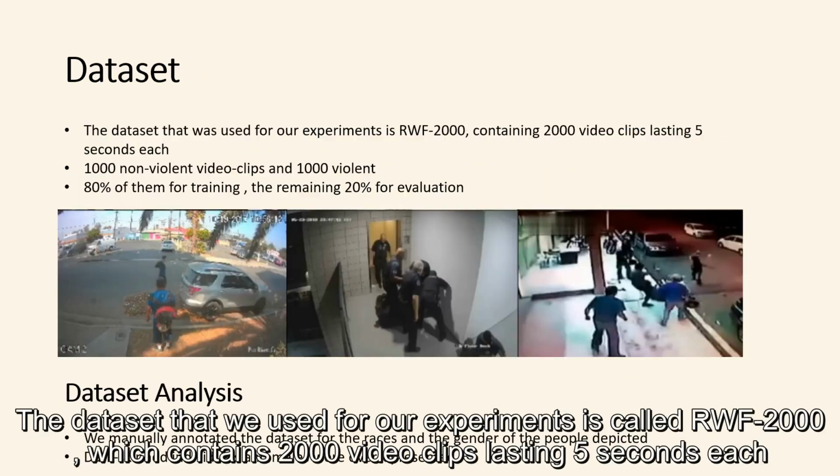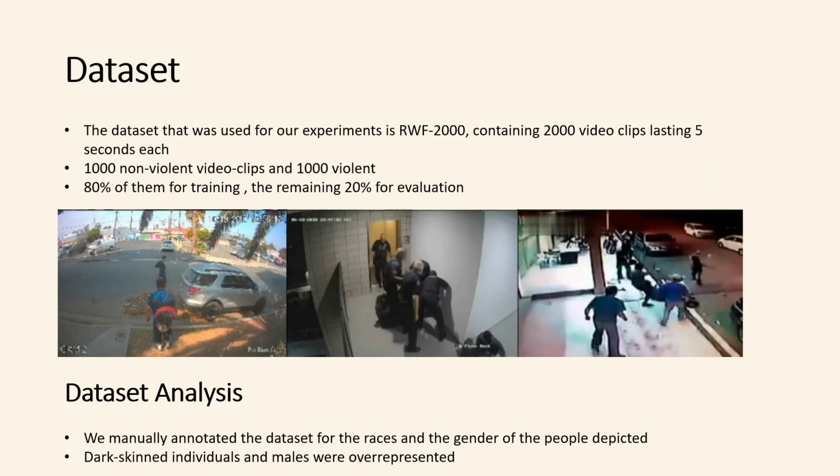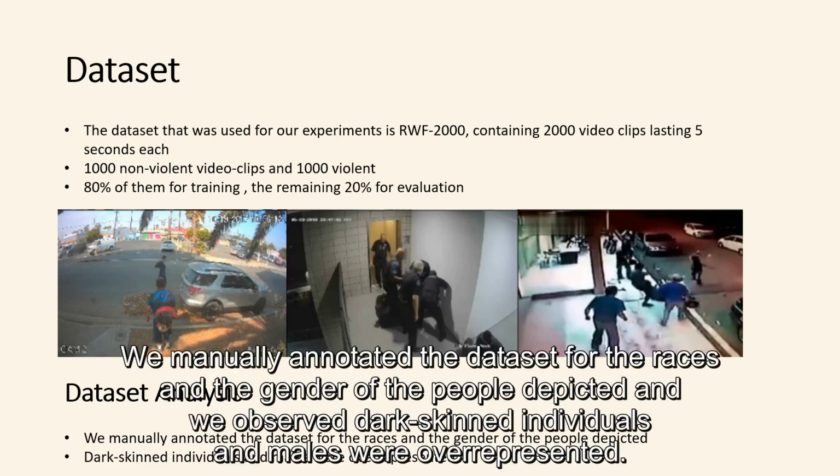The dataset that we use for our experiment is called RWF2000, which contains 2000 video clips lasting 5 seconds each. During our dataset analysis, we manually annotated the dataset for the races and the gender of the people depicted, and we observed that dark-skinned individuals and males were overrepresented.